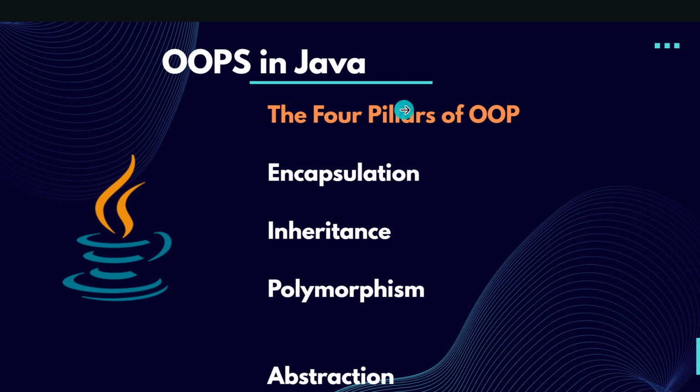Next, if you observe in OOPS, we have four pillars. I have already mentioned that. We have encapsulation, inheritance, polymorphism, abstraction. These are the four pillars of OOPS. Other than these four, we have some other types also. If you learn these four first, automatically you will get to know about those things also.